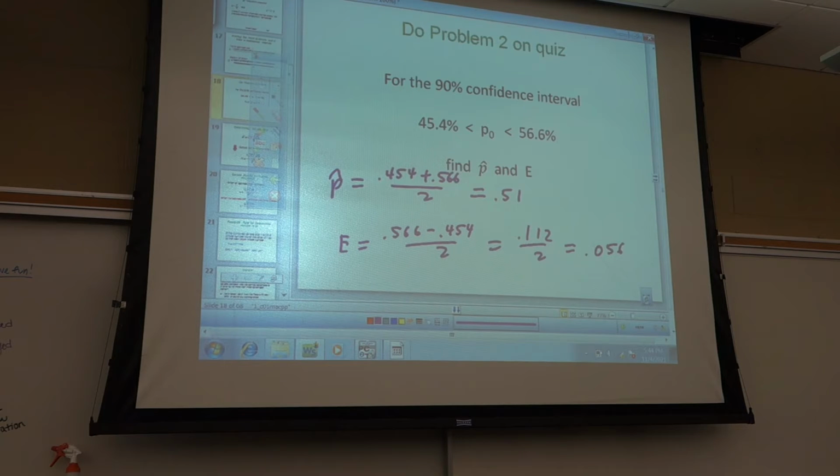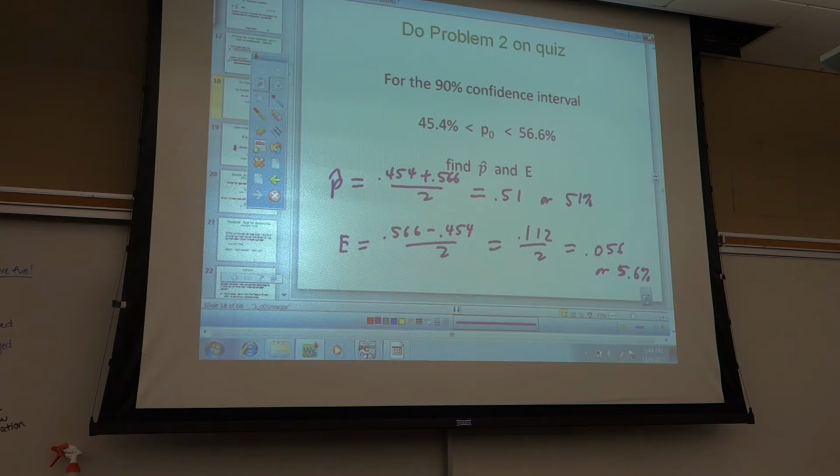Yeah? Would the p hat be like 51% and the error like 5.6%? Yes. So yes. Or you can also say 51%, or you want to say 5.6%. I don't care. Either one's fine. Oh, good. Yeah, thanks for asking.